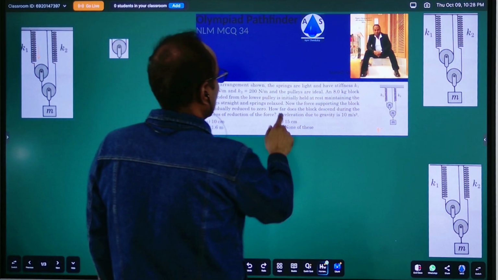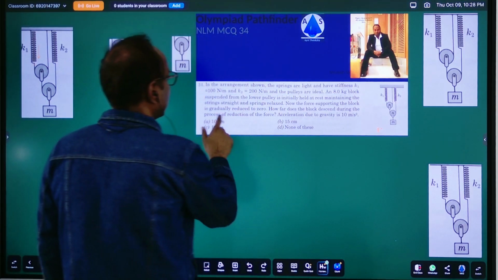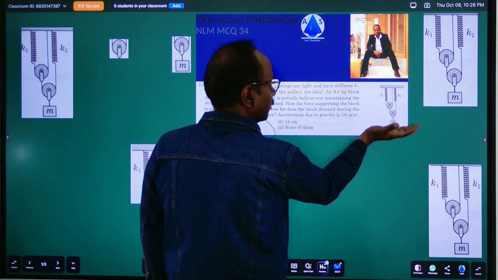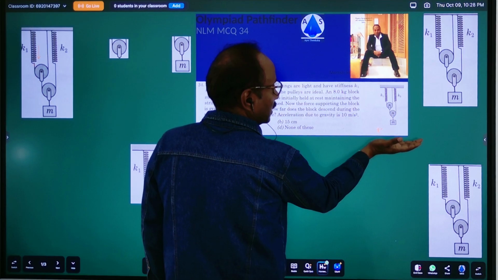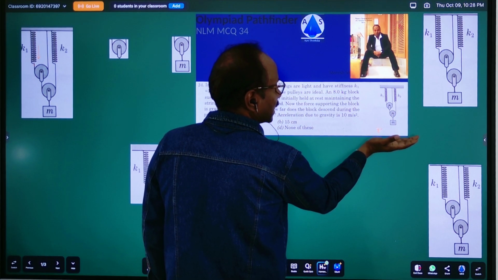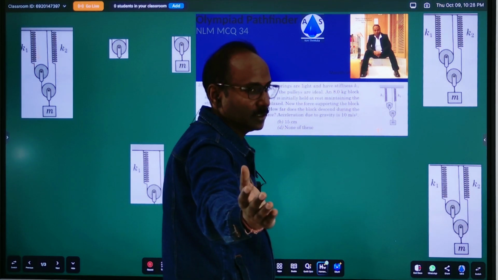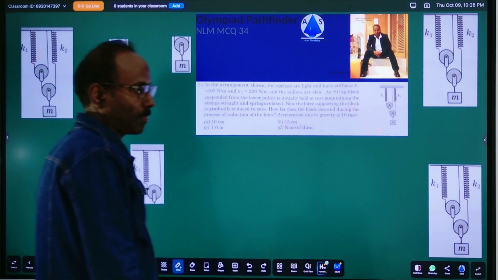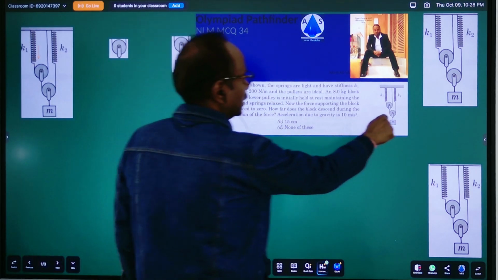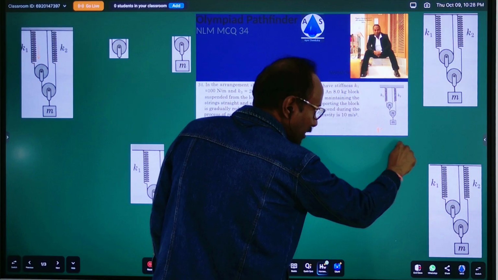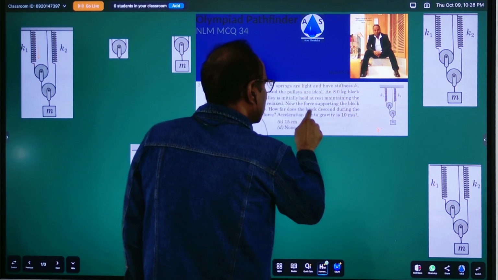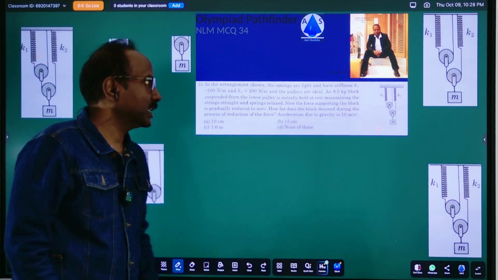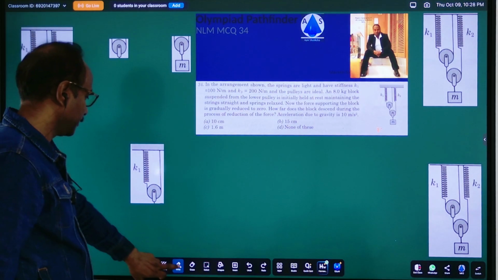So how far does the block descend during the process of reduction of the force? So it is asking how far this block will descend. It will descend to its maximum, where you can leave your hand or the support so that it will remain stable in that condition. So this movement of the block in the downward direction, the maximum descent, is being asked in the question. Acceleration due to gravity is to be taken as 10 meter per second square.